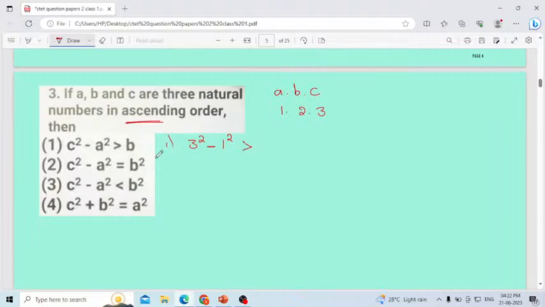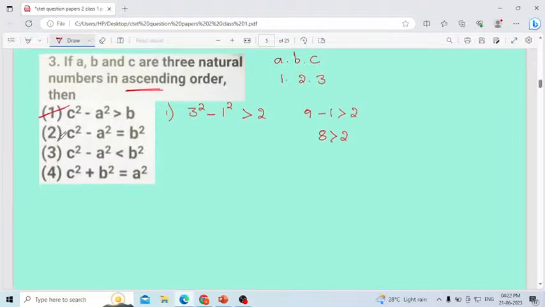I am checking the first option. It will be greater than b. What is the value of b here? 2. Then here 9 minus 1 greater than 2. 9 minus 1 is nothing but 8. 8 greater than 2. Even the first example is satisfying your condition. First is the correct option. Let us check with all the options whether they will satisfy or not.